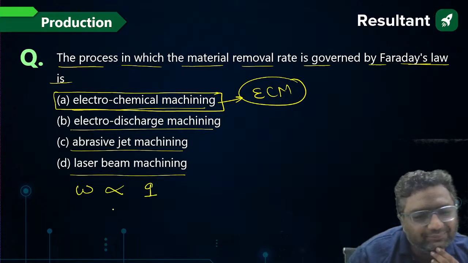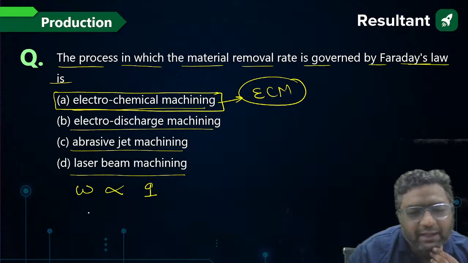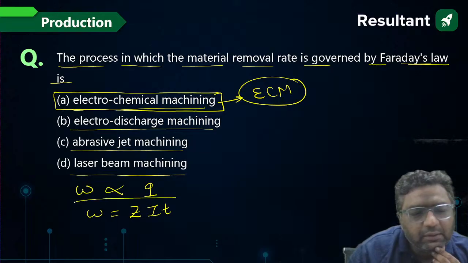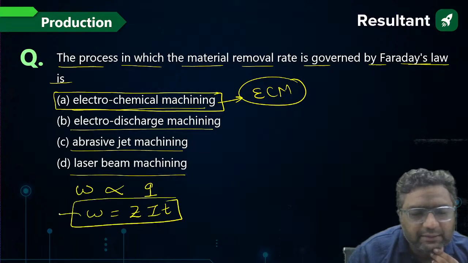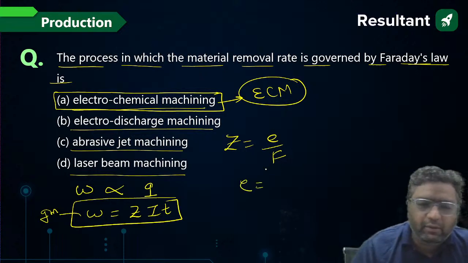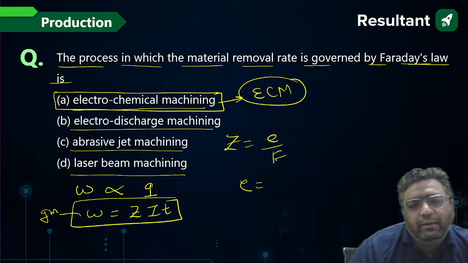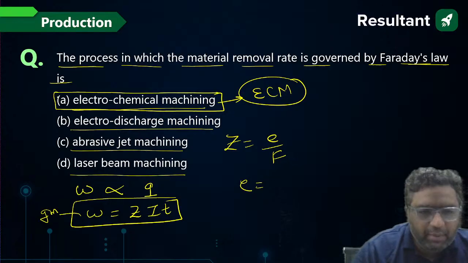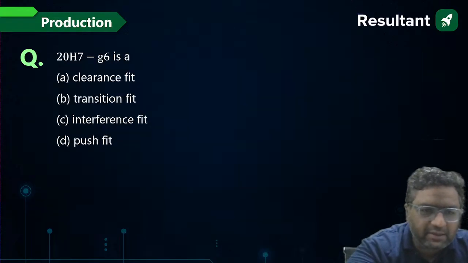Q or I. Yes, it is Q. Then you were writing W is equal to ZIT, this is in grams. Then Z you were writing as E by F. E is the electrochemical equivalent or chemical equivalent, F is the Faraday constant. Everybody, you remember that. ECM is the process which is governed by Faraday's law. Don't get confused over this.